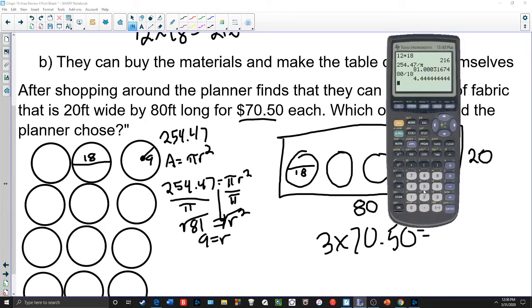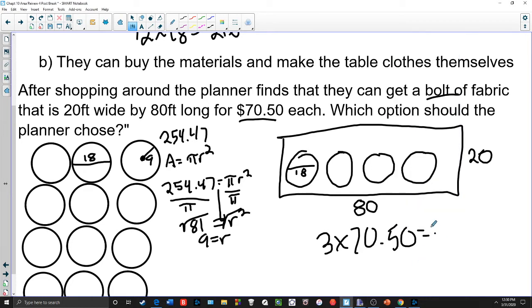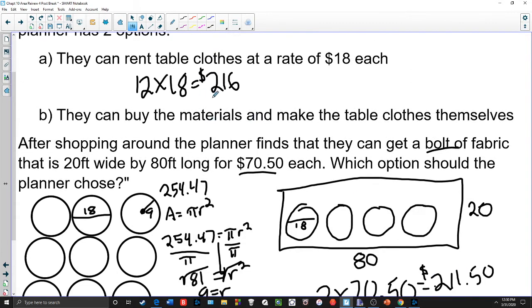We do some multiplication here. 3 times 750, and we get $211.50, which is just a hair less than what we'd have if we didn't do it. So it turns out option B is just a little bit better, a little bit cheaper than option A. Saves yourself some money there. Also, you'll be able to reuse the tablecloths evidently.